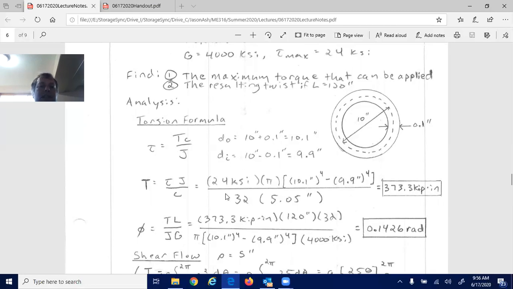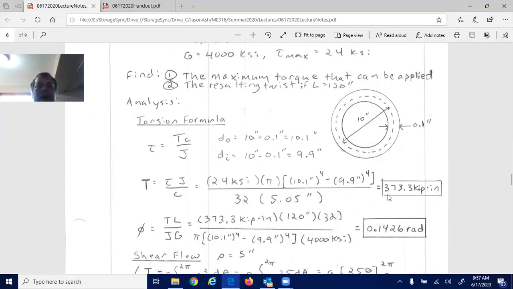And so torsion formula, tau is equal to TC over J. I've just rearranged this to solve for torque as tau times J over C. And we can plug in our values. Tau max was given as 24 KSI. J is pi times diameter outer to the fourth minus diameter inner to the fourth divided by 32. And then C is the distance from the center to the outer edge, which is half the 10.1, so 5.05 inches, which will give us a torque that can be applied for this of 373.3 kip inch.